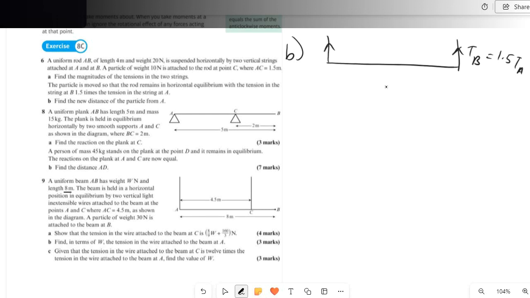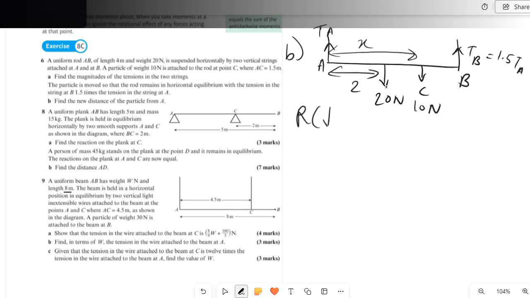For part B, it is said that the tension at B is 1.5 times the tension at A. Therefore, we can assume that the particle is closer to the point B than to A because the tension is greater due to the increase in clockwise moment, and this is going to be tension at A because this is A, and so C will be somewhere here, which has a weight of 10 newtons. Similarly, there is the weight of the rod itself, which has a weight of 20 newtons at a distance of 2 meters, and the point C is x meters from A, which we have to find.